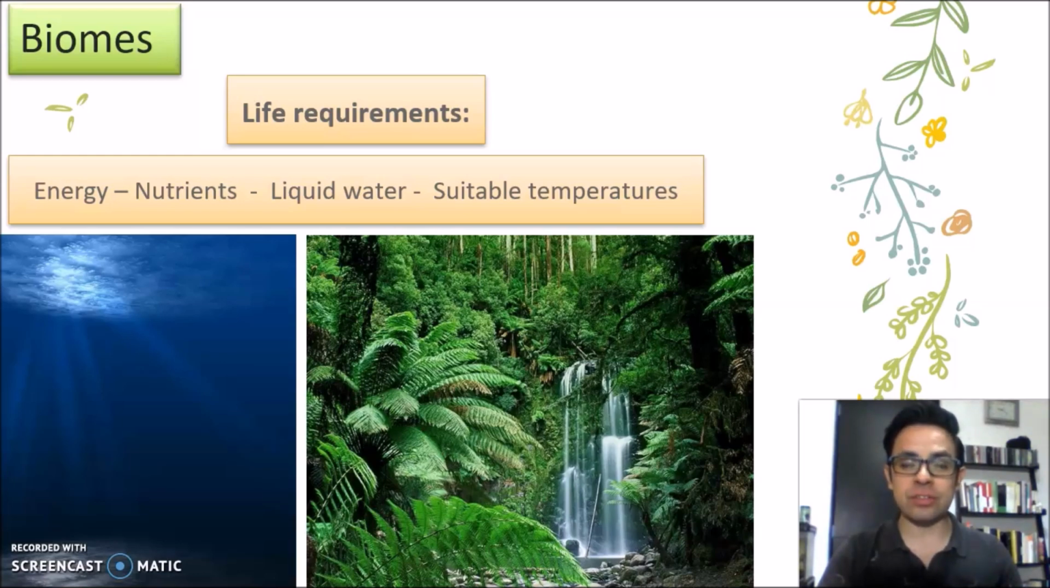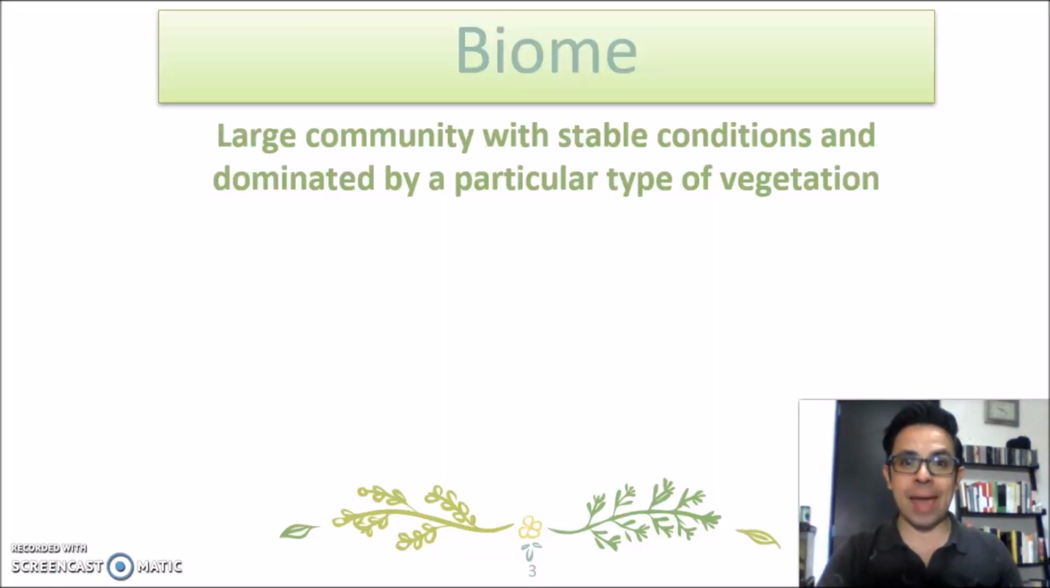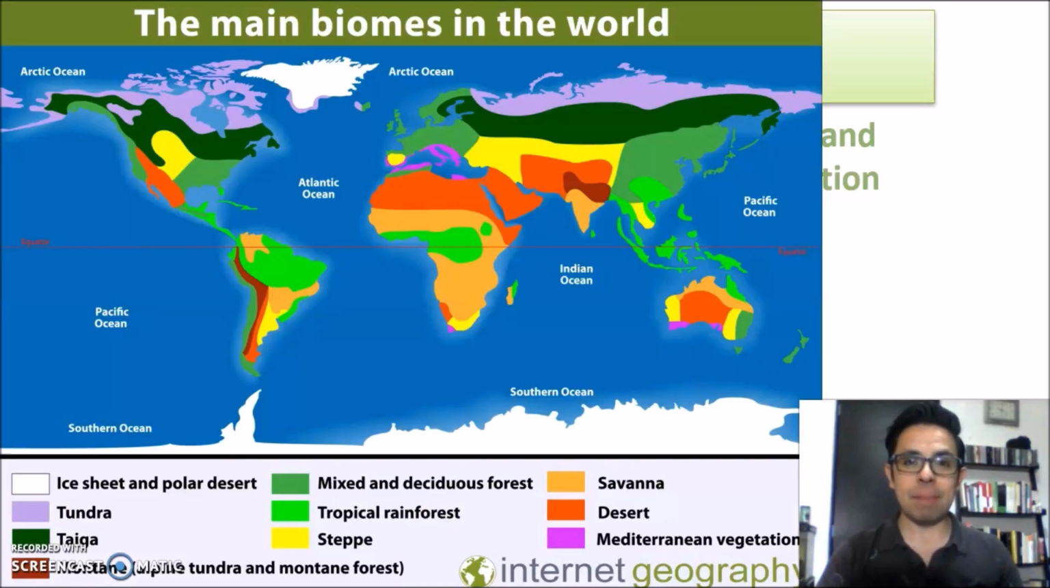Now, these characteristics are going to occur on Earth in a specific pattern that we call biomes. Biomes are defined as very large communities dominated by a particular type of vegetation. And because of this, they're going to have the same amount of energy, nutrients, water availability, and temperatures. This map shows 10 different biomes that are located in the world following the physical conditions provided by Earth.